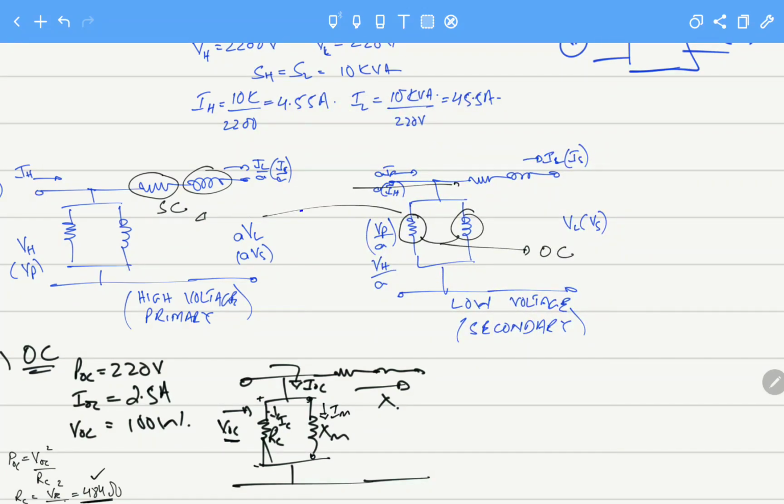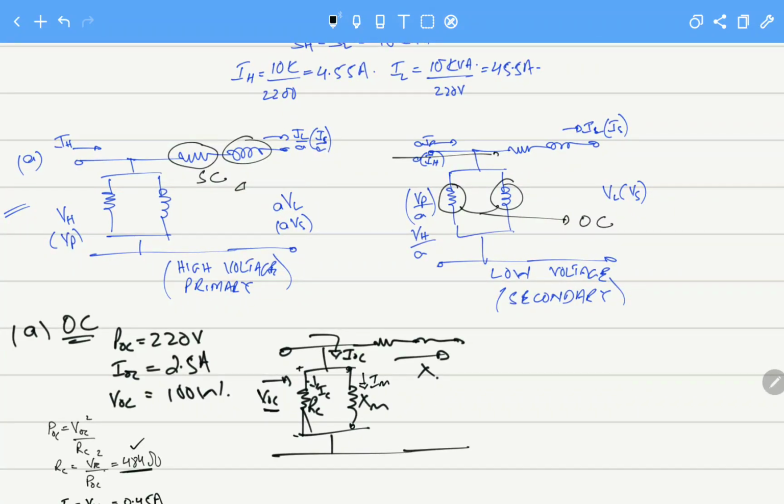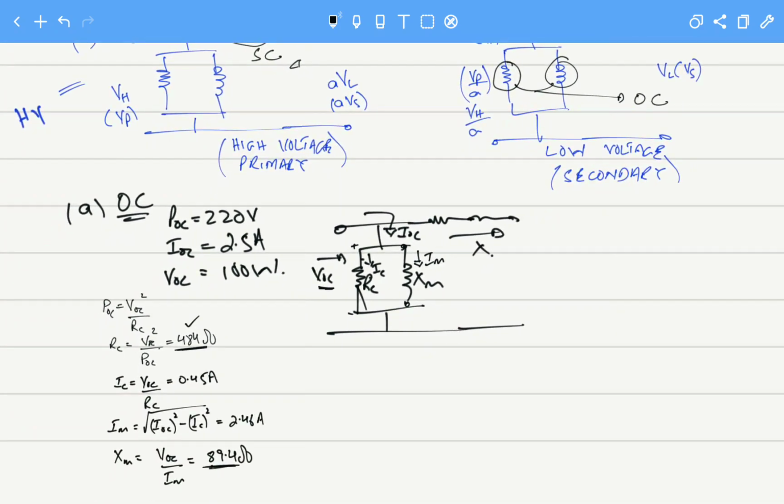So what parameters have I calculated? What are the parameters that I have calculated now? From which side parameters are there? These parameters belong to the value of RC and XM.